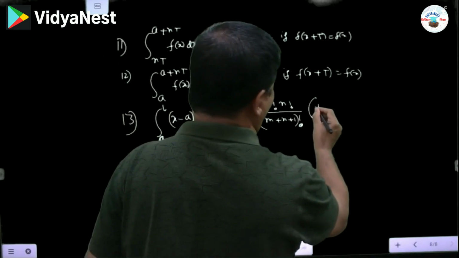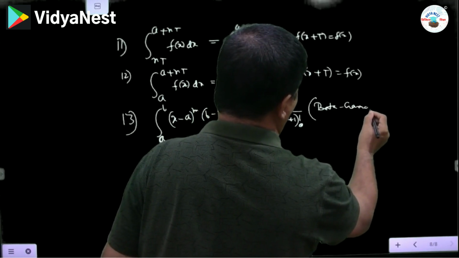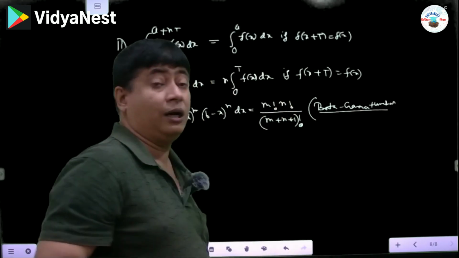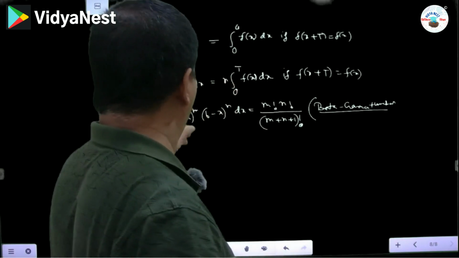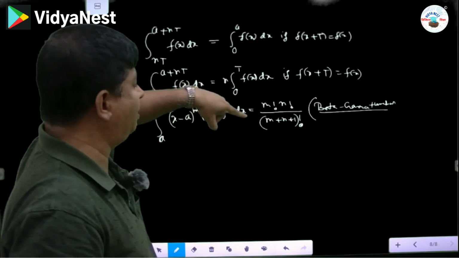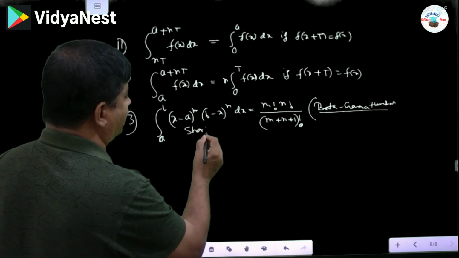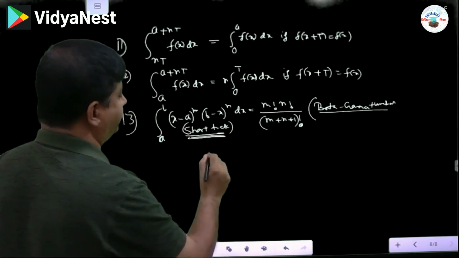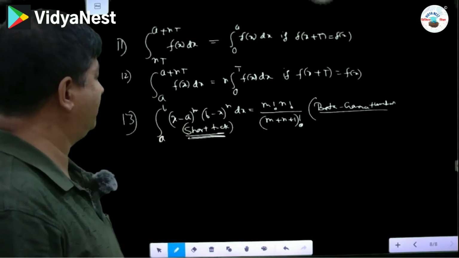Actually, it is called the relation between beta gamma function. You can say, sir, it is not officially included in JEE main or advanced. But see, if you know this formula, then if you get a sum of that form, directly you can use. That will be considered as a short trick.